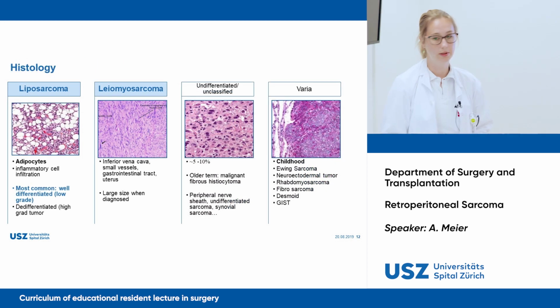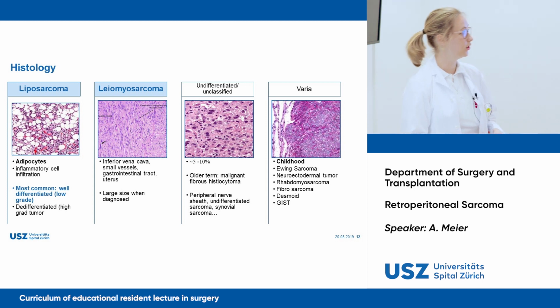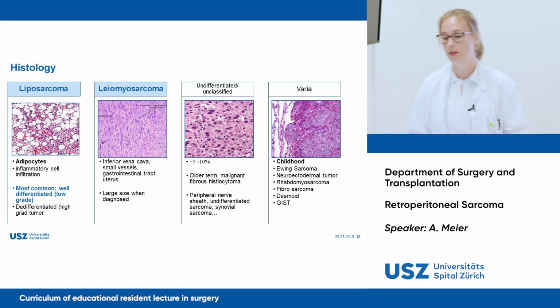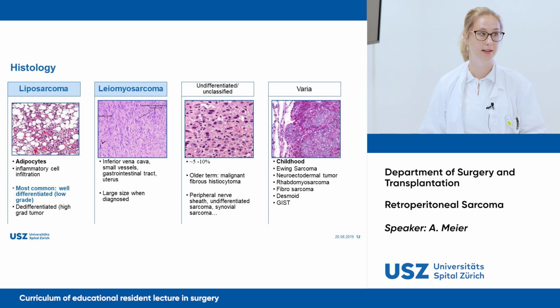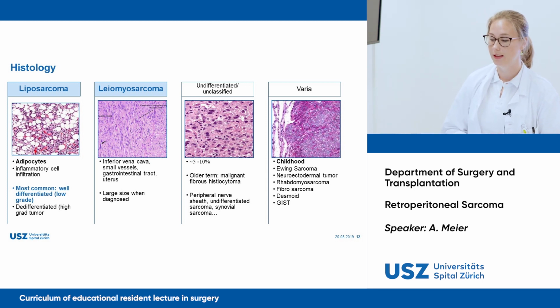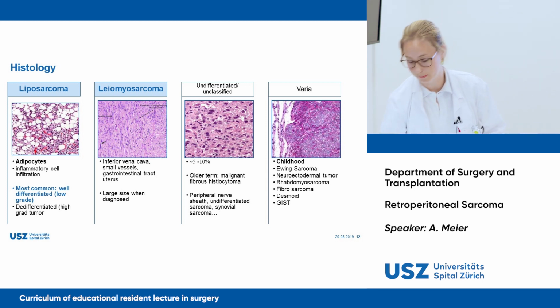I want to go through the histology, and the first and most known is the liposarcoma. You can see here it arises from adipocytes and inflammatory cell infiltration, and there are 2 parts of it. It's a well-differentiated, a low-grade, that's the most common tumor, and the dedifferentiated, it's a high-grade tumor.